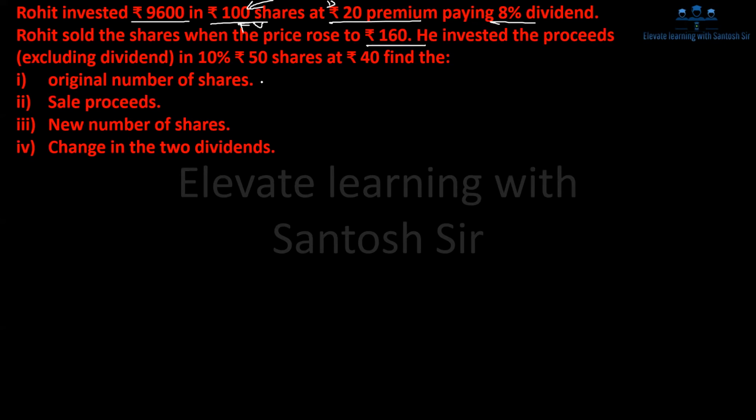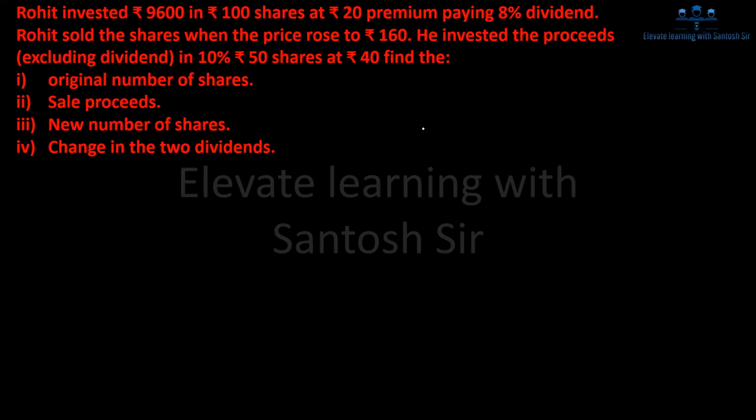So here this is a kind of sale proceed question. This comes for 4 marks. This is a very important question of sale proceed. Here what happens? A person purchases a share, when the market value rises he sells, and he invests in some other shares, and these things keep on happening. It's not very complex to understand. Let's go step by step.